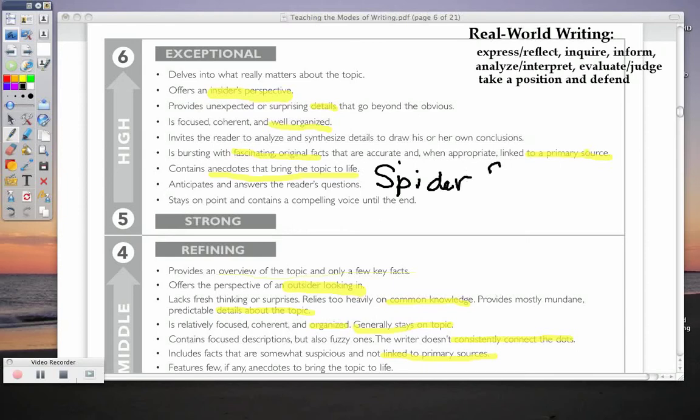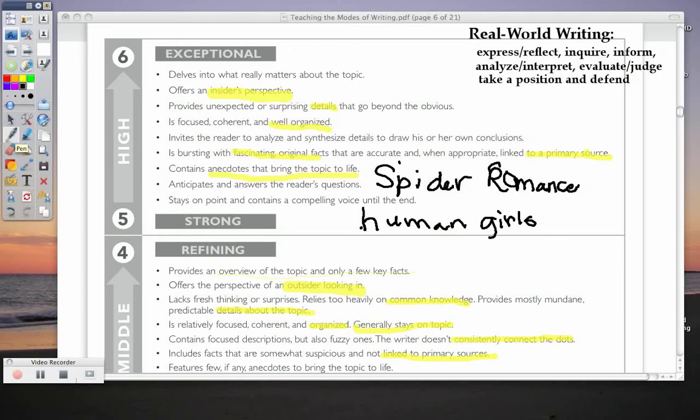The person who wrote Spider Romance loves spiders, and they want you to love spiders too. They actually connect how spiders mate to how human beings mate. Think about the way he finishes Spider Romance. He finishes it comparing it to human girls. You're certainly not going to get that kind of voice in a textbook or in a dictionary. That's what makes Spider Romance a 5 or a 6, compared to a passage about the mating habits of spiders from a dictionary, an encyclopedia, or a science textbook.